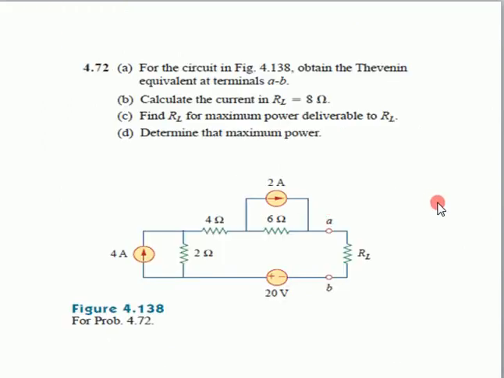Now there is another question. First of all, we have to find the Thevenin equivalent at terminals AB. After that, calculate the current in the load resistor, which has a value of 8 ohm. Part C is to find RL for maximum power deliverable to the load resistor, and the last part is to determine that maximum power.